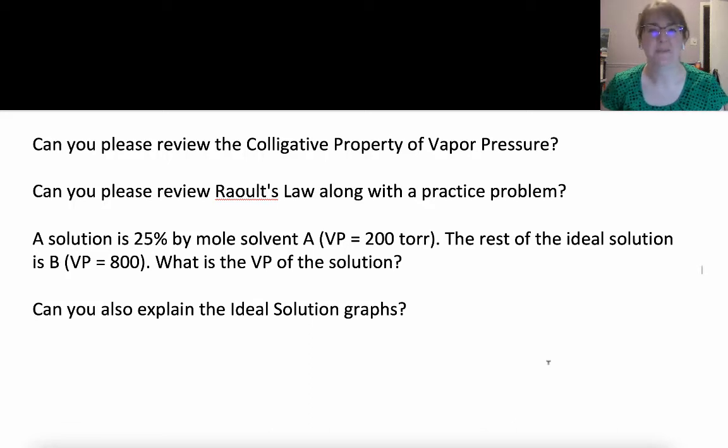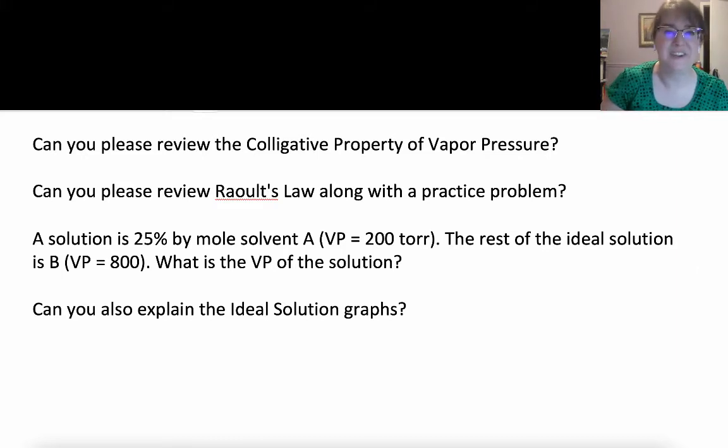So we ran out of time for some things in the review. These were some questions that were submitted beforehand that I wanted to make sure we talked about. They're all related to dealing with vapor pressure, so they all go together really nicely. The first one is just reviewing the colligative property of vapor pressure.